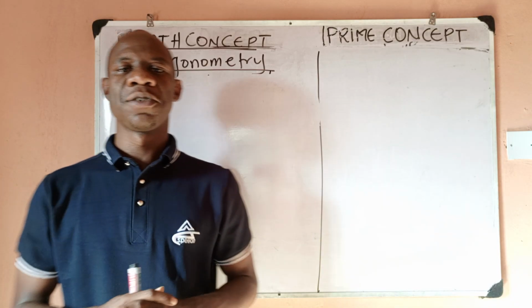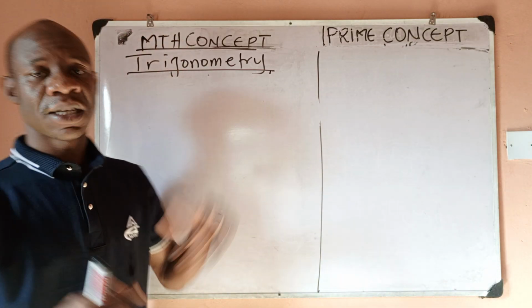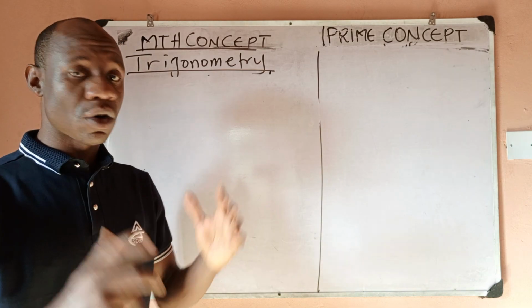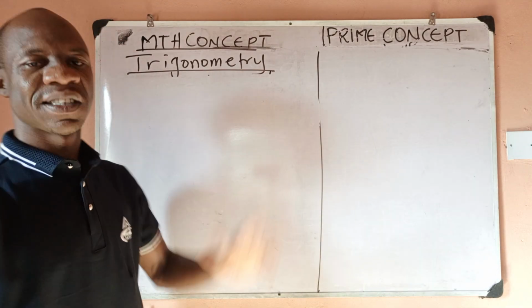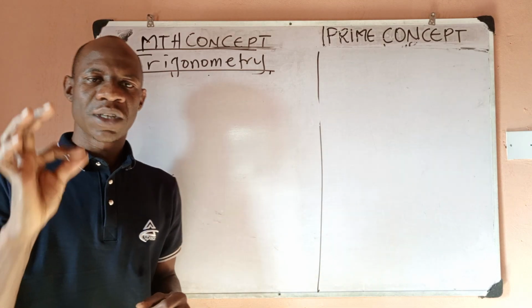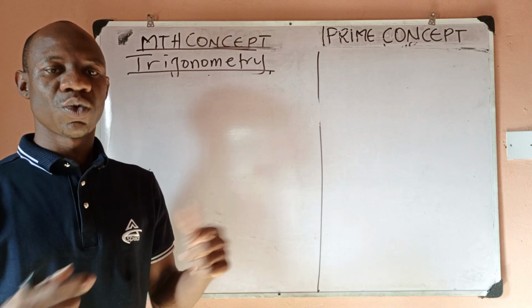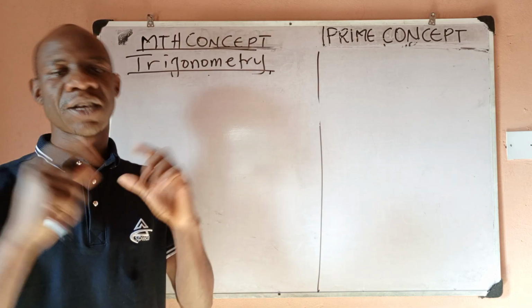We want to study in this video a topic that is very important to every scientist, an engineer, a medical scientist, and so on. So this is the concept trigonometry. Now, what is the meaning of trigonometry? Trigonometry is actually a compound word which is gotten from two Greek words.